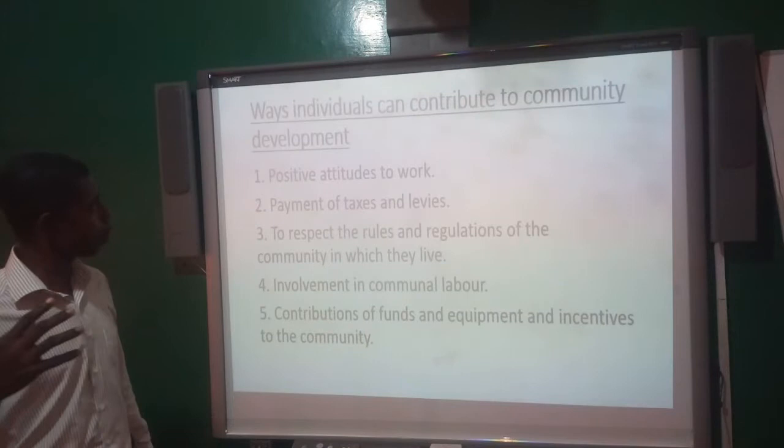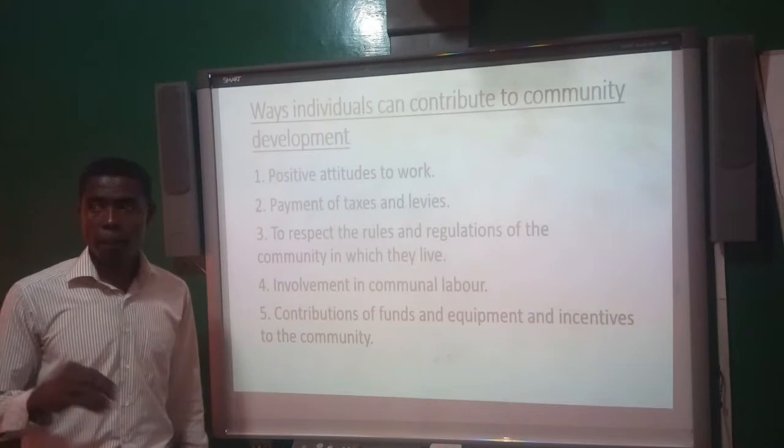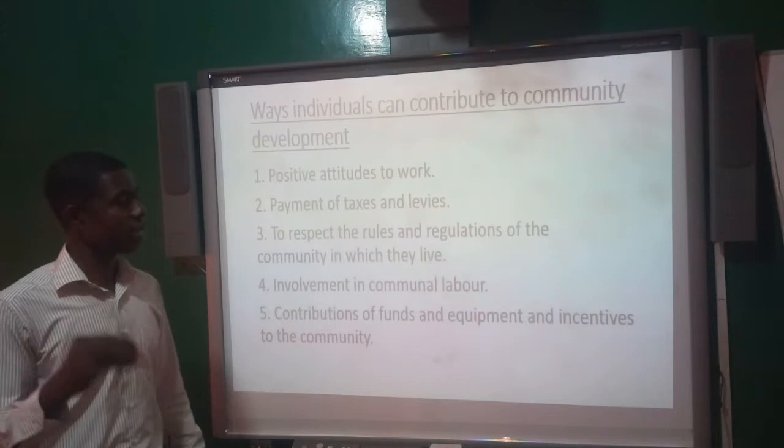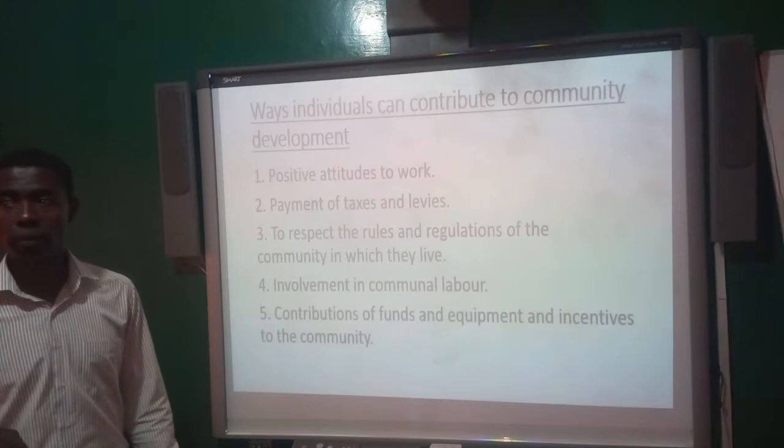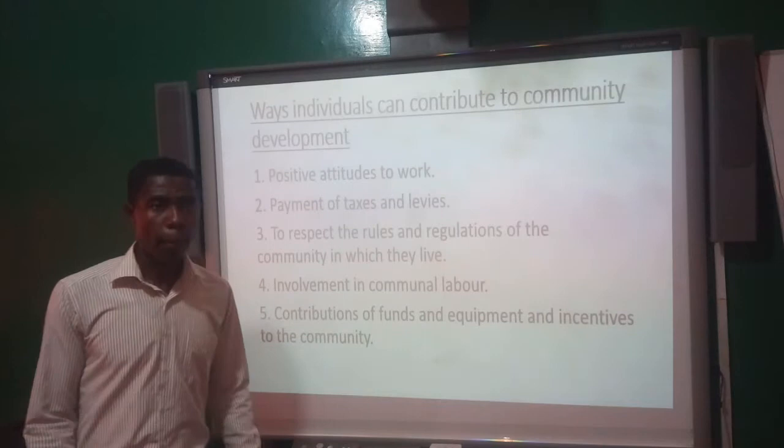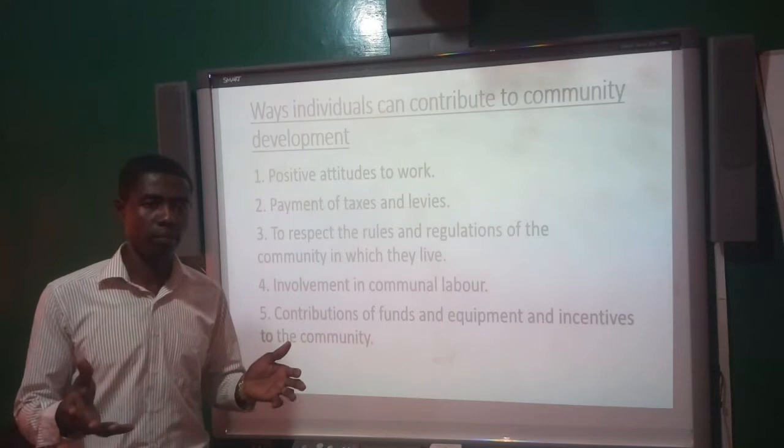As an individual, much as we expect our leaders to be responsible, there are certain roles that you must also play in your community. And so, let's consider some of them. I think at this juncture, even if you are asked, you can mention some few of them. Okay, now let's go together.